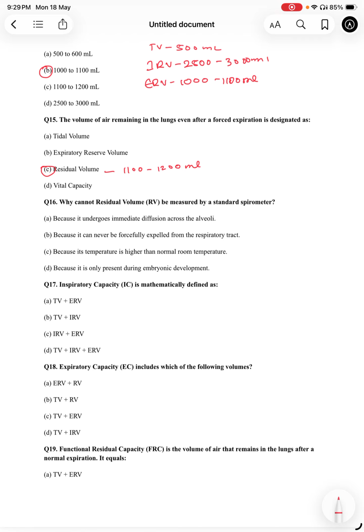What is FRC? FRC is functional residual capacity. What is TLC? TLC is the total lung capacity. It is everything added together. Now we'll be learning. So, what is the answer for this question? Why can it not be measured? Because it is never forcefully expelled from the respiratory system.